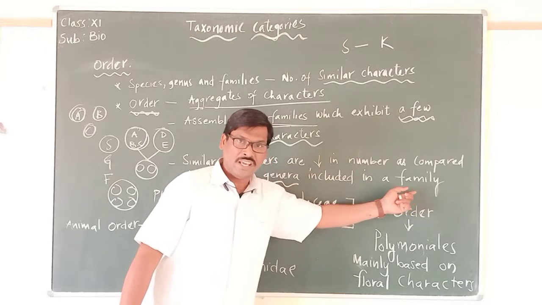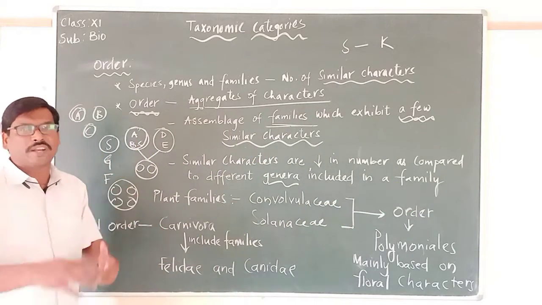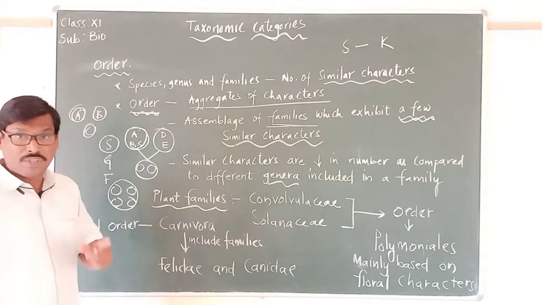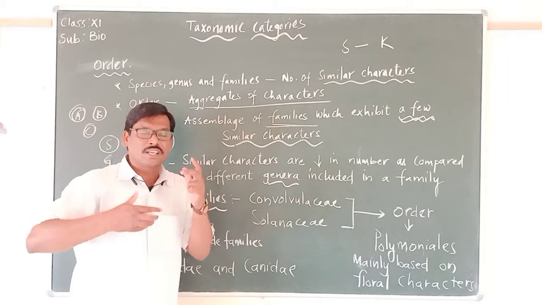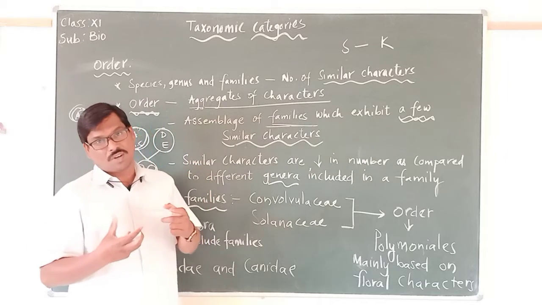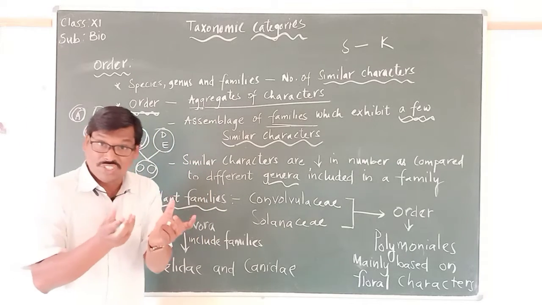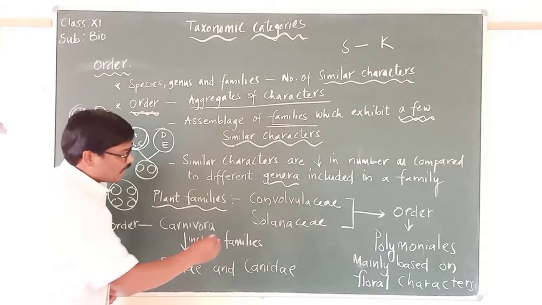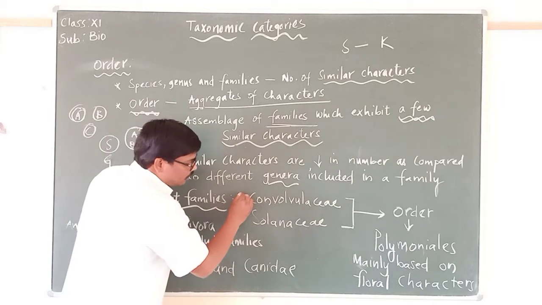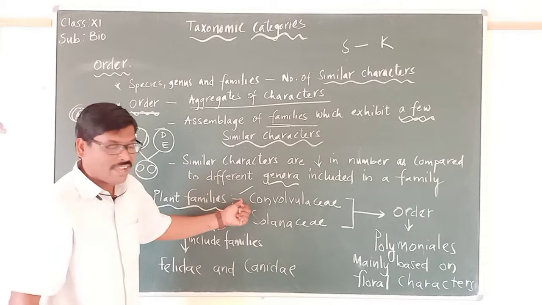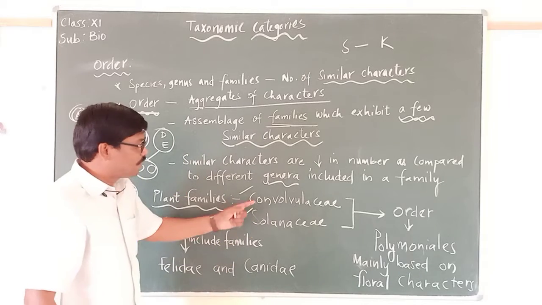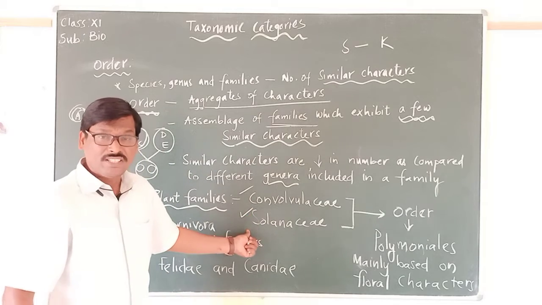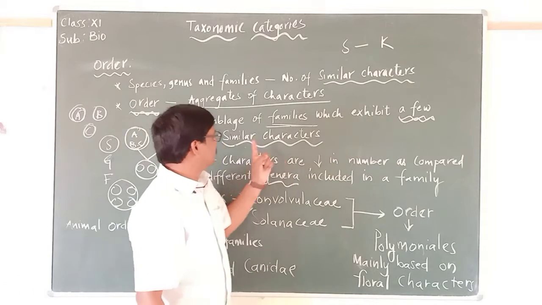Now, if you take examples like plant families, you already understood what a family is. A family consists of different genera. If you take plant families, there are two called Convolvulaceae and Solanaceae. These two families share few similar characteristics.